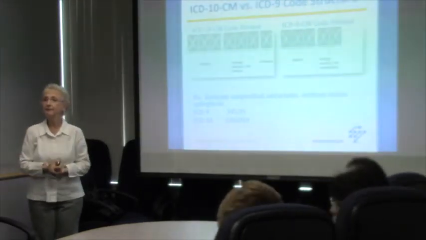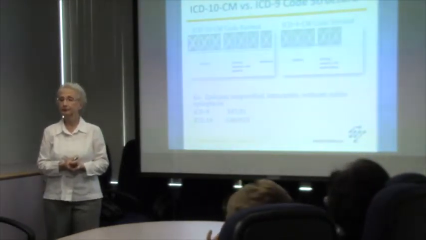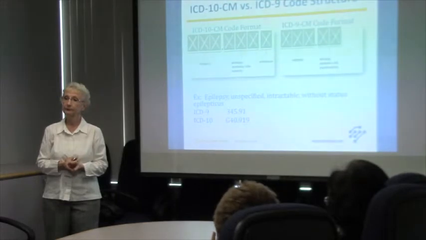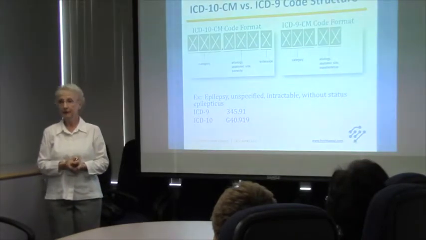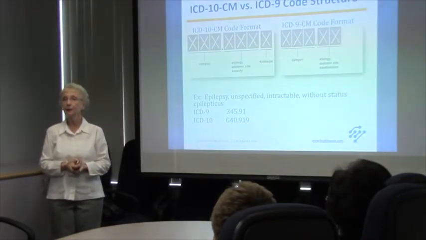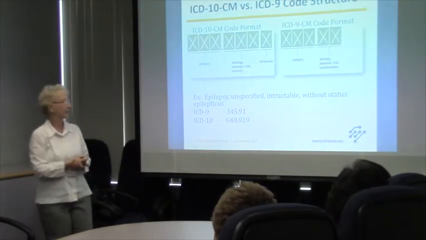Yes? Jerry, you said it ranges from 3 to 7, so could you end up with just, as an example here, the G40, and then there would be no characters after that? You might. There are some 3-character codes that still exist, just like there are in ICD-9, there might just be 3.